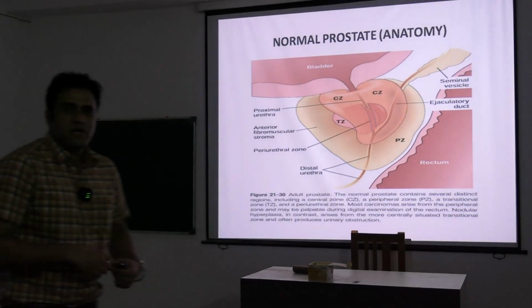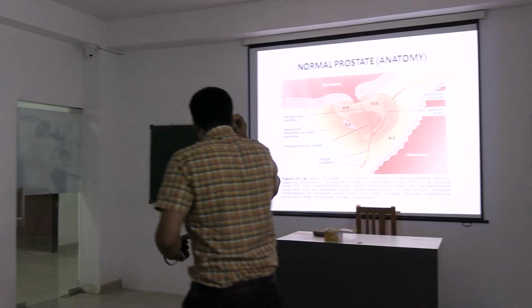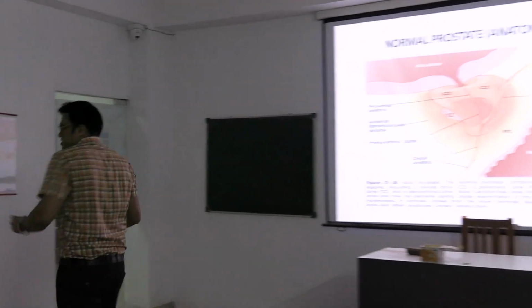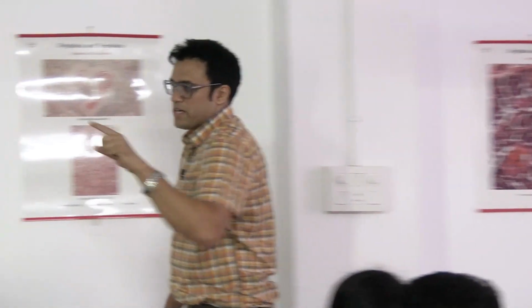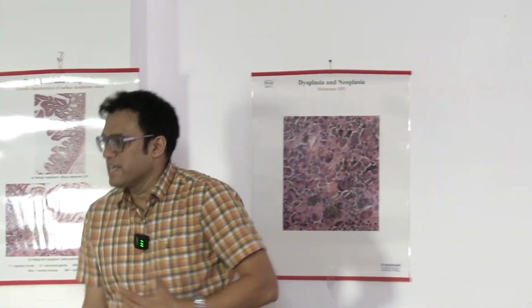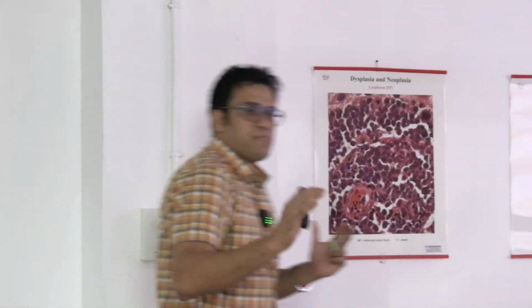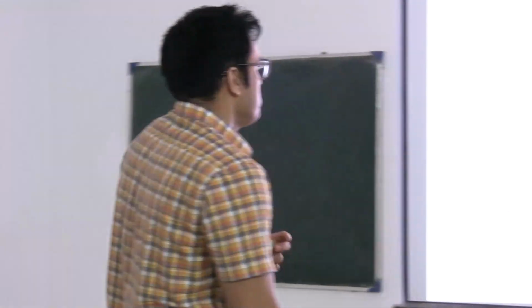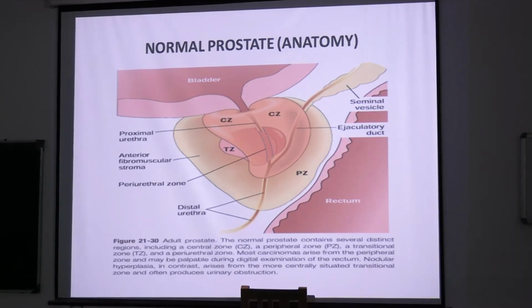So, from an anatomical point of view, it's a retroperitoneal organ weighing around 20 grams. Anatomically, we can divide prostate into 4 zones. So, this is the central zone.